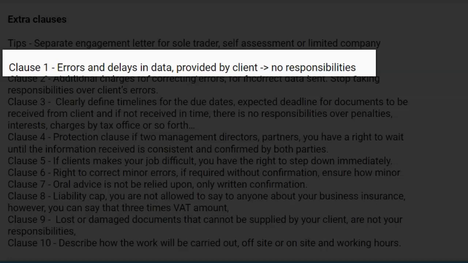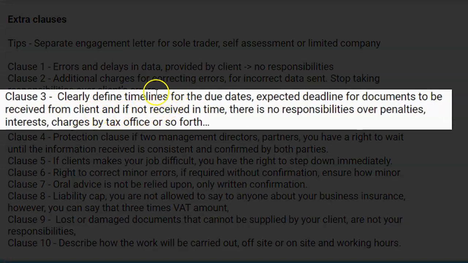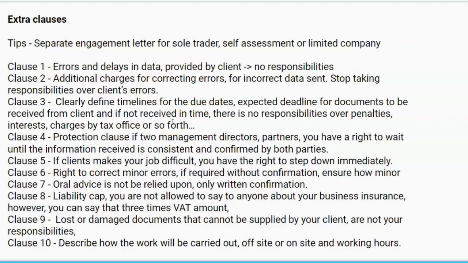That should actually follow after the clause where you say there are clearly defined timelines for your due dates, and you define which are the due dates for your client, but expected deadlines that you are hoping to receive the documents by. And if you have not received the documents by the agreed time, you have no responsibility over penalties, interest charges or the tax office, and so on. So that's very important. This first and the third clause go together, and therefore you take no responsibility either for the accuracy of details provided, or for the late submission of the filing.